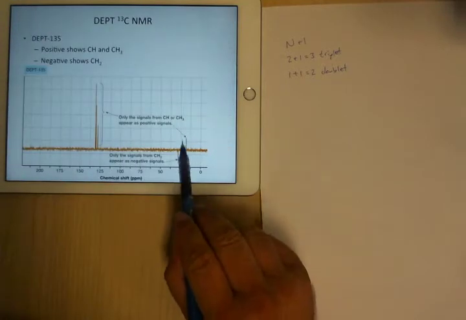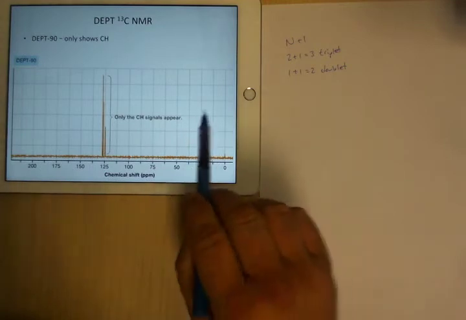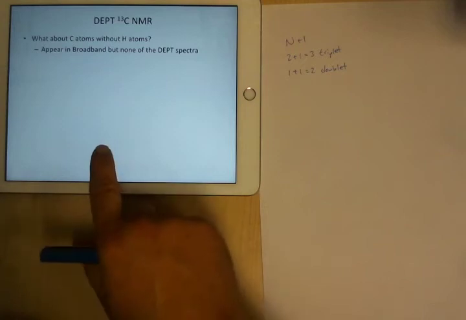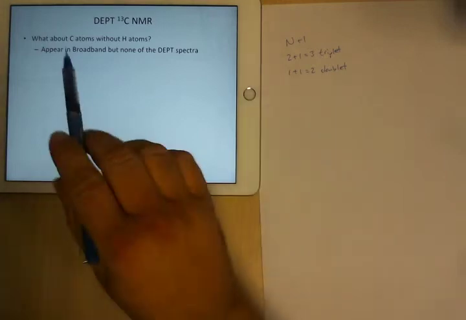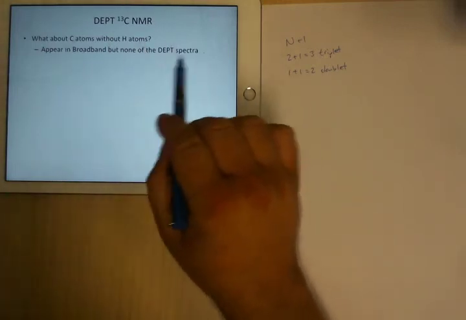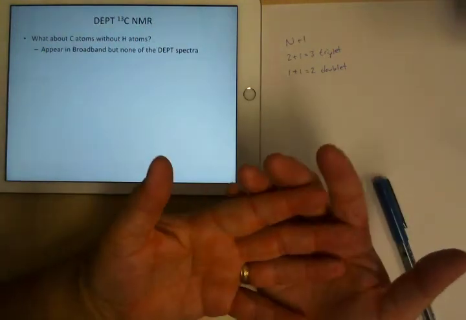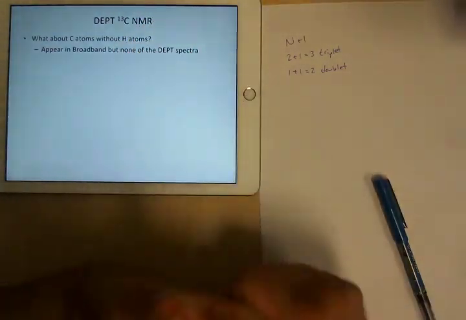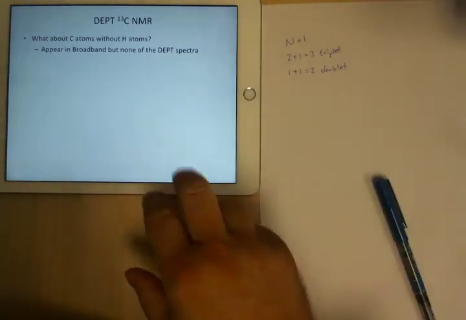Okay, notice this one here only shows up in the DEPT-135, so it can't be a CH, so it has to be a CH3, because if it was a CH, it would show up over here in the DEPT-90. So you can tell. The problem comes, well, what about the carbons that don't have any hydrogens on them? Well, they only appear in that broadband signal. They're not going to appear in the CH or in the DEPT spectrum, because you have to have a hydrogen on there in order to get the DEPT signal. So we've talked about the CH3s, CH2s, CHs, but the Cs won't show up. Okay, you could have CH4, but that's just methane, and that's not going to do you any good.